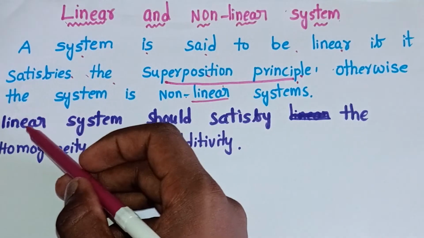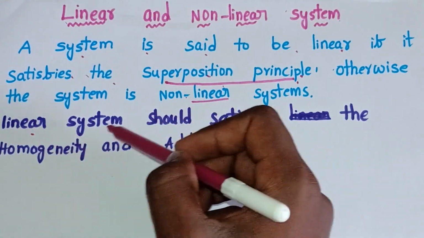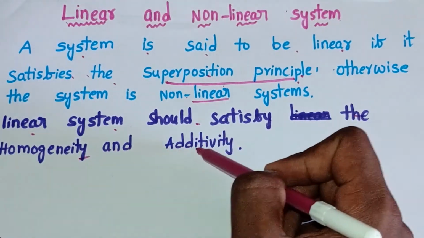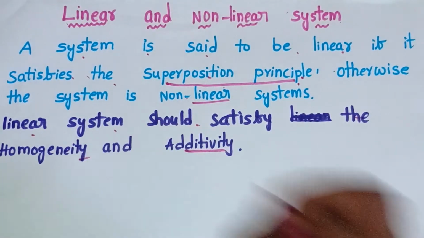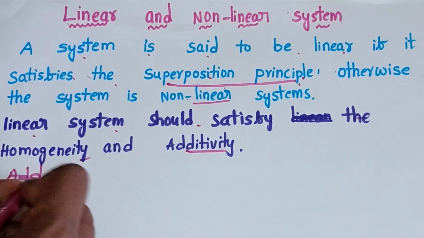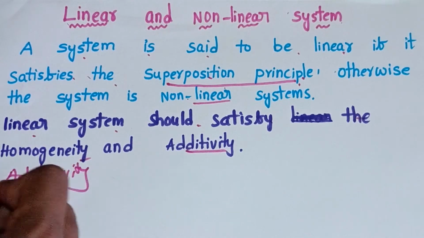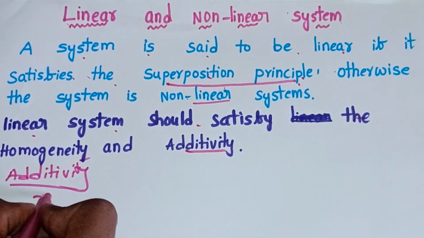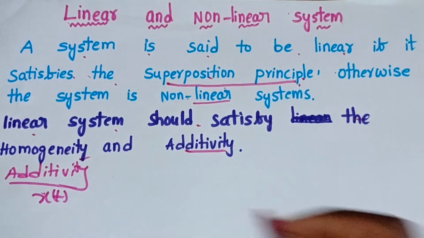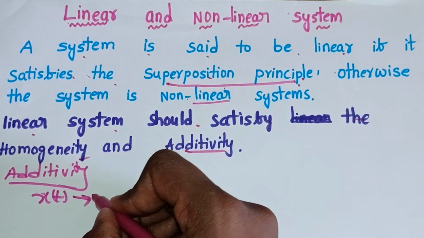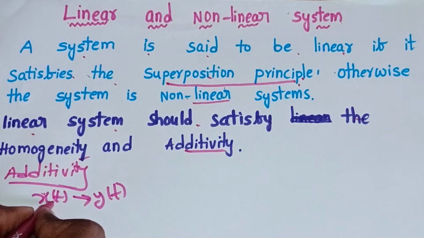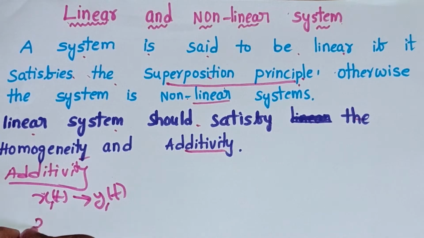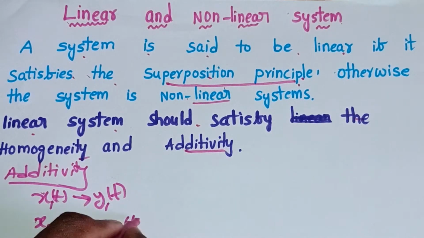And here is one more condition for a linear system. A linear system should satisfy homogeneity and additivity. First, let's see additivity. Additivity is nothing but this: assume x of t is our system input, then y of t is our output. Next, suppose x1 of t is an input and y1 of t its output. Suppose x2 of t is our system input, then y2 of t is our system output.